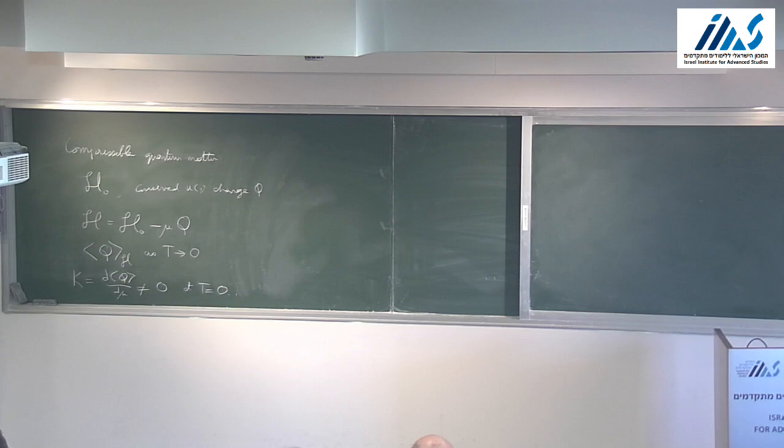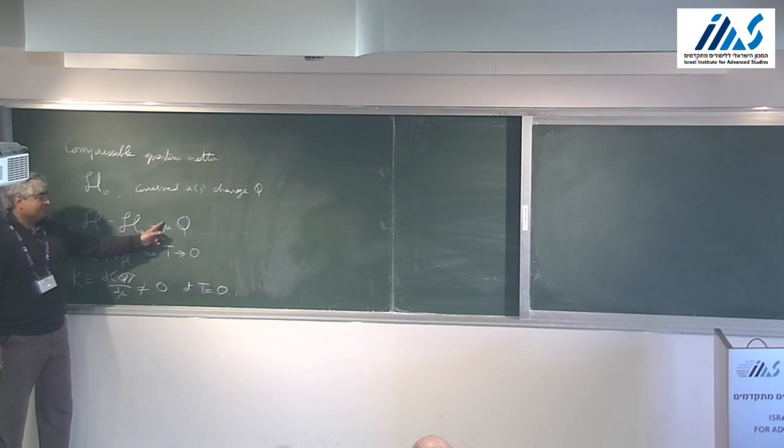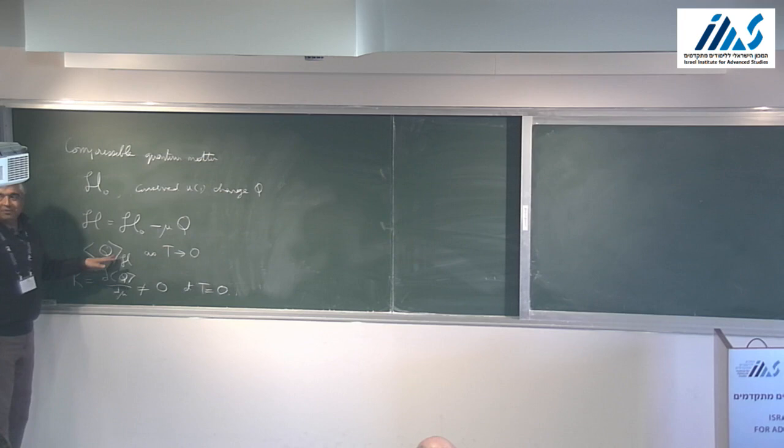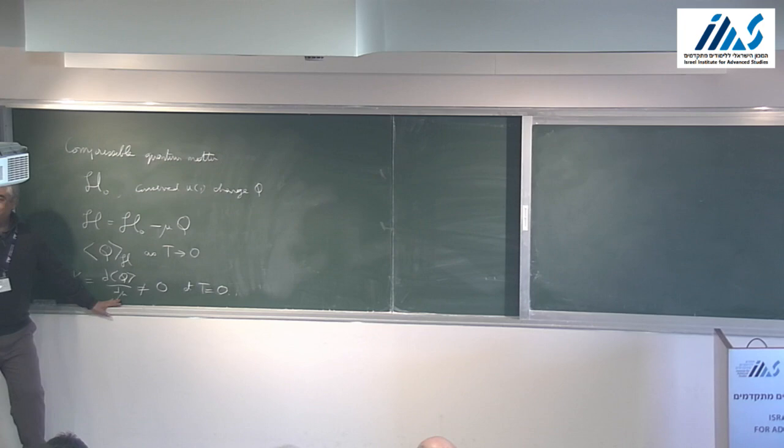Now, since H naught commutes with Q, changing the value of mu doesn't change any of the energy eigenstates. All the eigenstates remain exactly the same. They just rearrange in energy. And as they rearrange, it could be that the ground state also changes. And if the ground state changes, then at T equals 0, the compressibility could be non-zero.